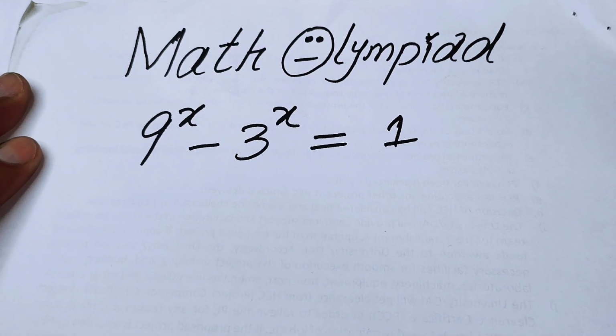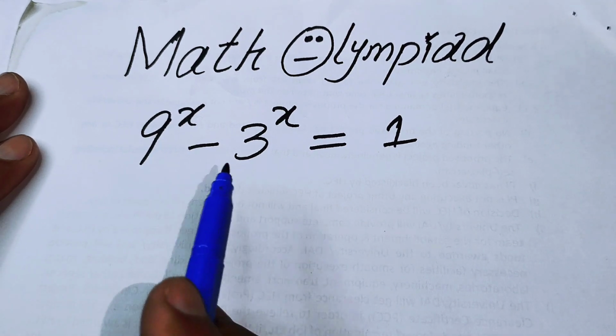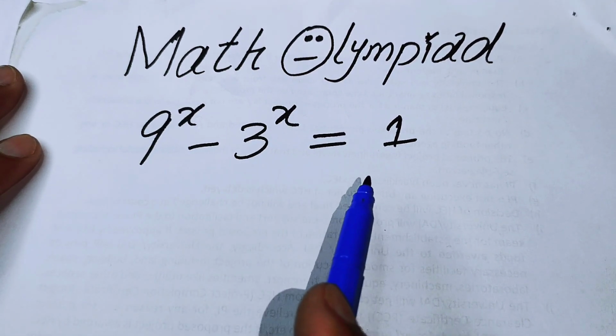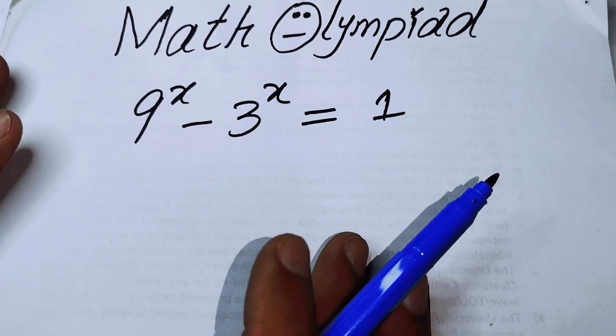In this video we are going to solve this nice algebra problem. Here we have 9 to the power of x minus 3 to the power of x is equal to 1, and we will solve this problem for the value of x.